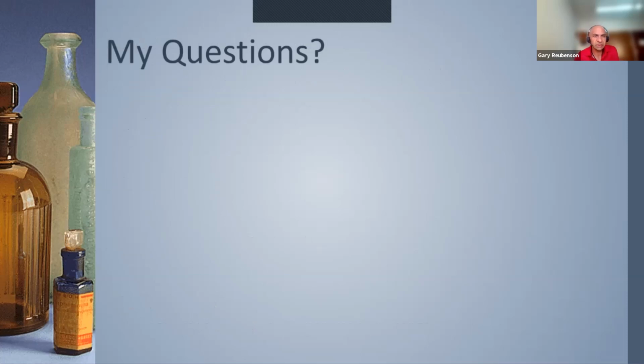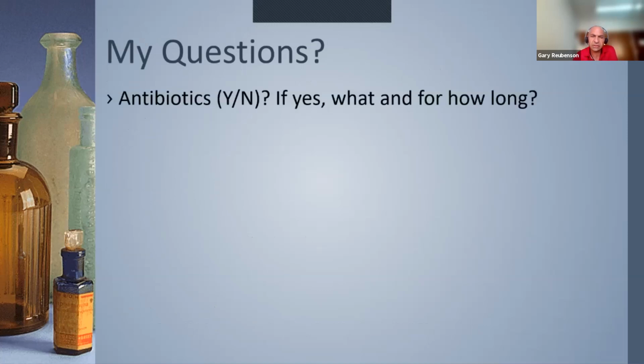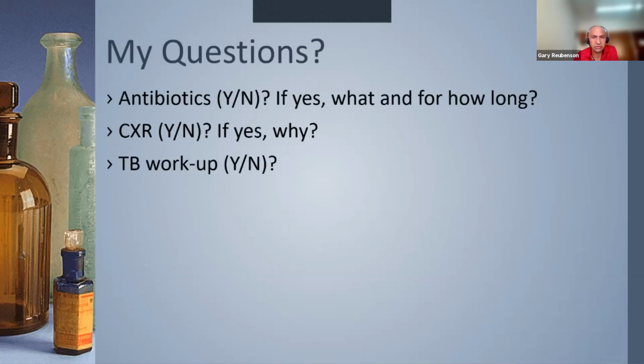So my questions based on this presentation, or questions that I think many people would want to ask related to childhood pneumonia, include firstly, antibiotics. Should he have received them or not? And if yes, what should he have been given and for how long? Is a chest x-ray indicated in cases like this? And if so, what is the reason to do a chest x-ray?